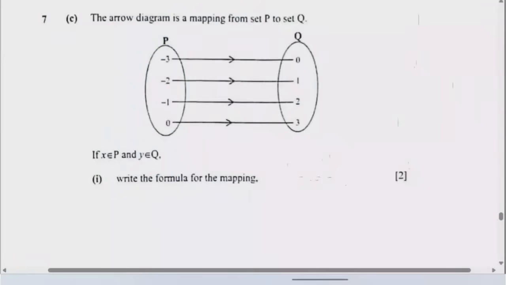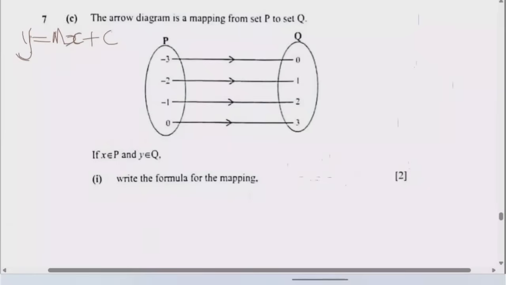So we come to question 7c, which is as follows. The arrow diagram is a mapping from set P to set Q. So we can take time and study the diagram or the arrow mapping. Now, if X is a member of P and Y is a member of Q, 1, write the formula for the mapping. To write the formula for the mapping, first we come up with a frame for the formula, which is y is equal to gradient multiplied by x plus c.